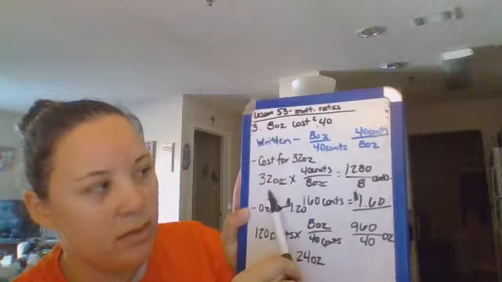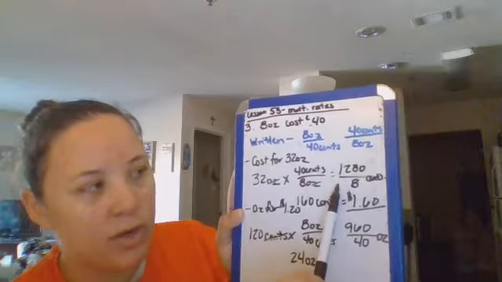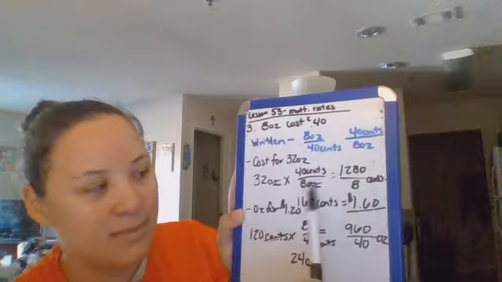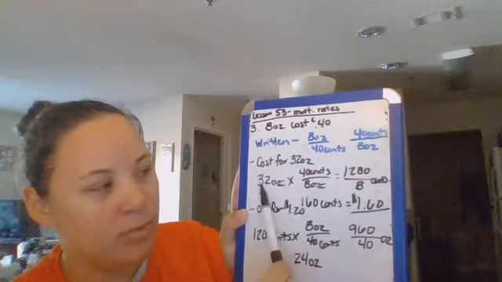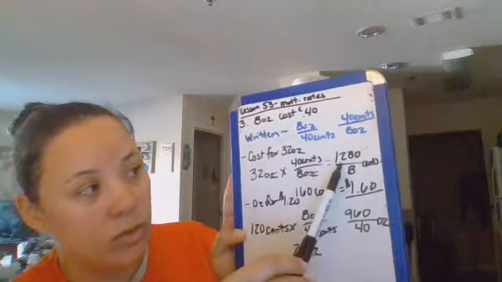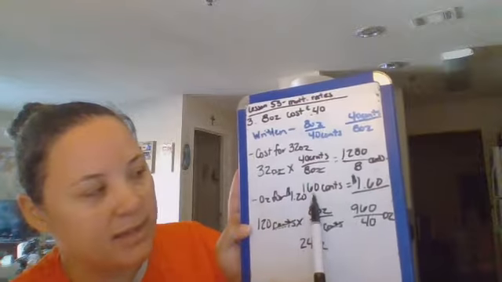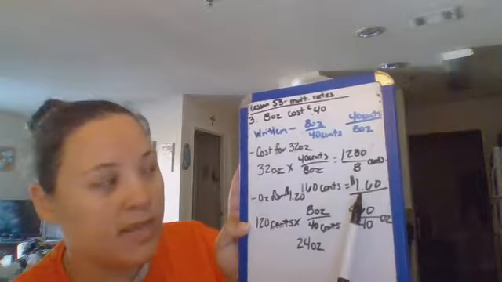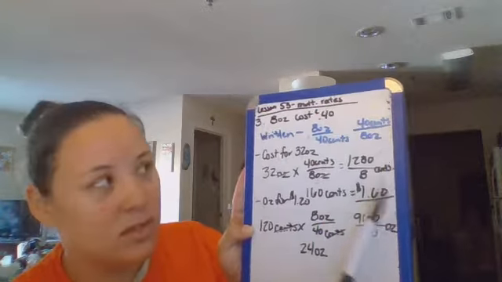So we can get rid of the ounces. And we have 1,280 over 8 cents because our ounces are gone. We just multiplied 32 and 40. Then we divide 1280 by 8 to get 160 cents. Since it's money, it's actually $1.60.